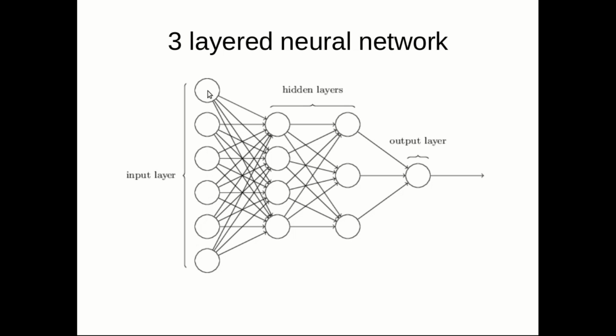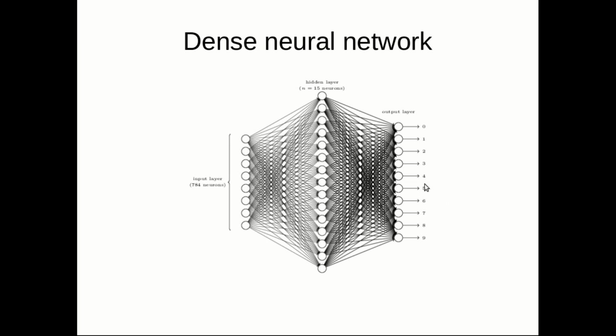Note that this is the input layer. This is the layer which gets the data, and we feed data to the neural network here. And these are the hidden layers. Hidden layers are primarily responsible for carrying out all the functions which a neural network does, and after that we have our output layer. And this is what a dense neural network looks like.